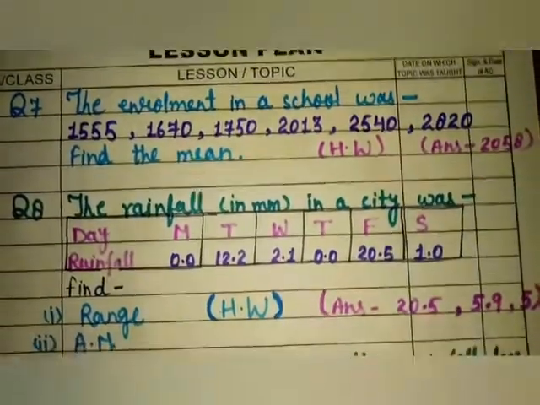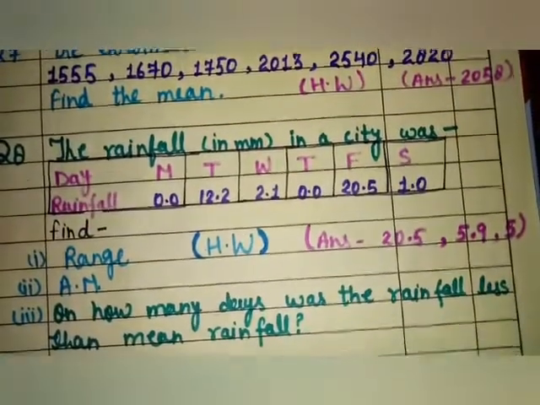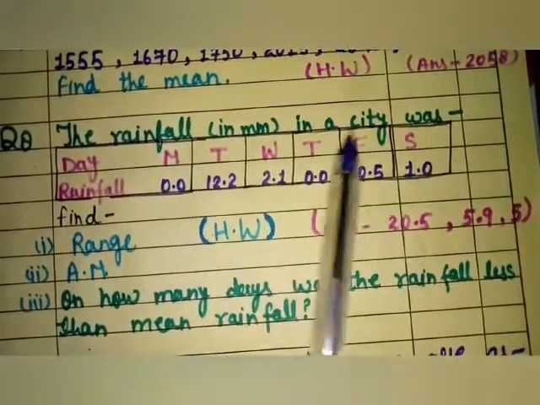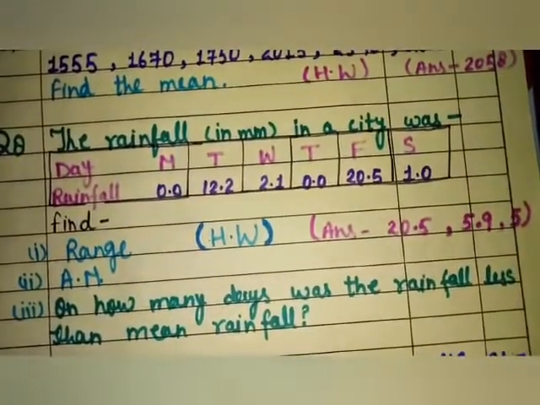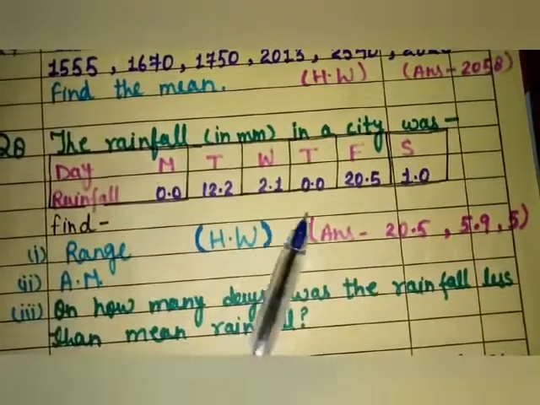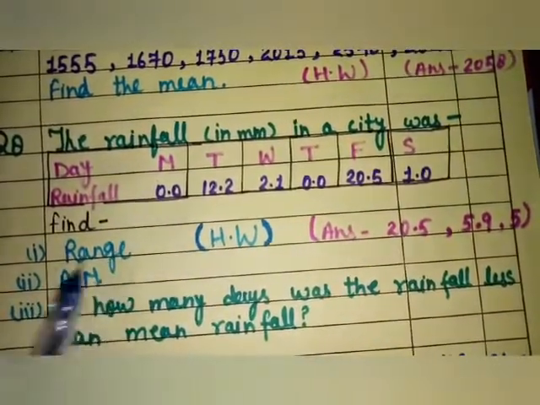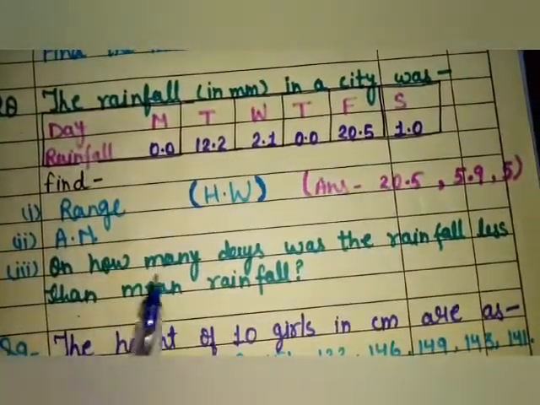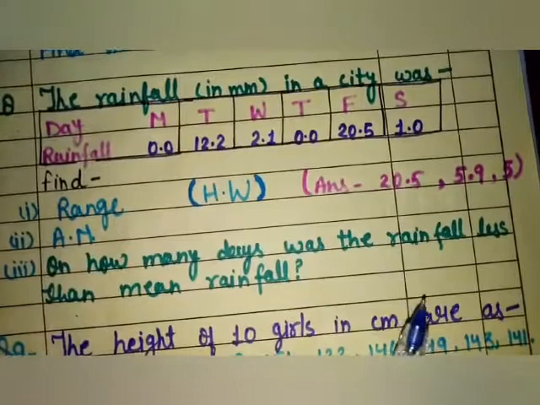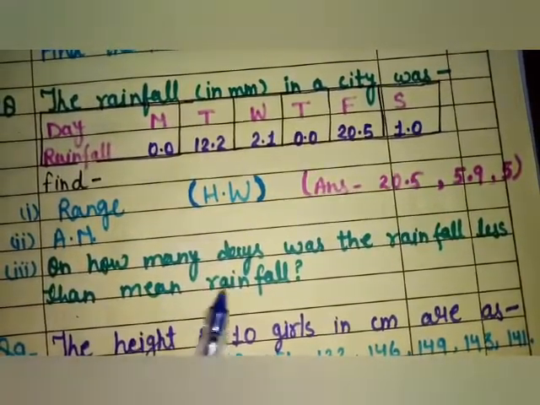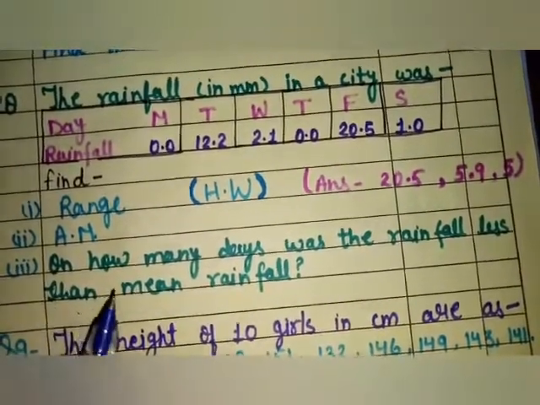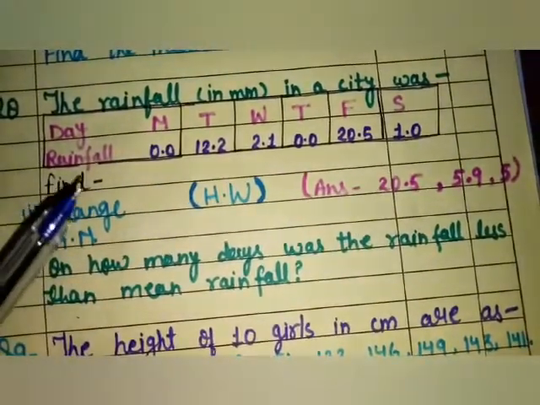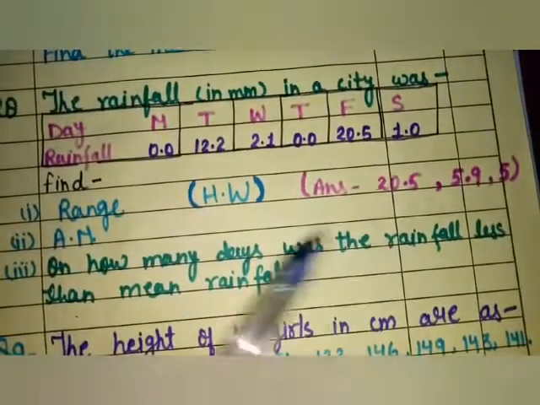Next question is: the rainfall in millimeters in a city was recorded as follows. These are the days: Monday, Tuesday, Wednesday, Thursday, Friday, Saturday. And these are the rainfall amounts. You have to find the range. You have to find the arithmetic mean. And also you have to tell on how many days the rainfall was less than the mean rainfall. That is, you need to count the days when the rainfall was less than your mean answer.